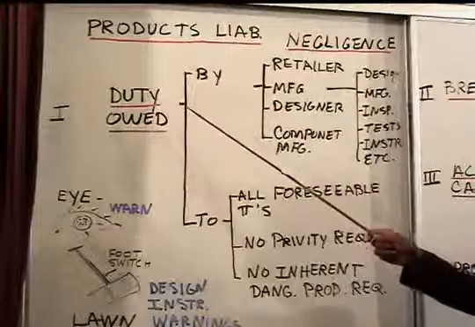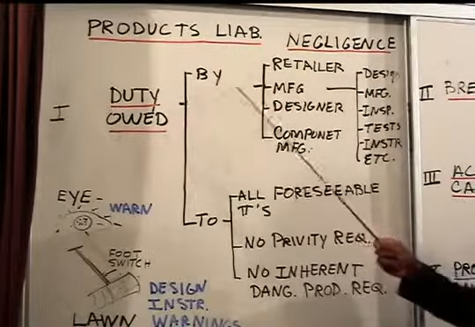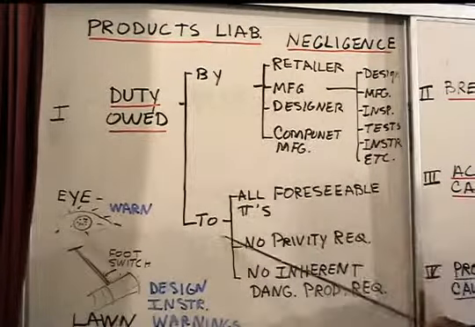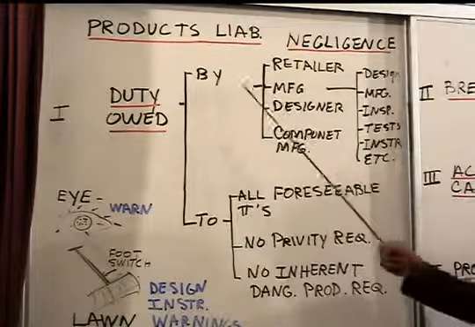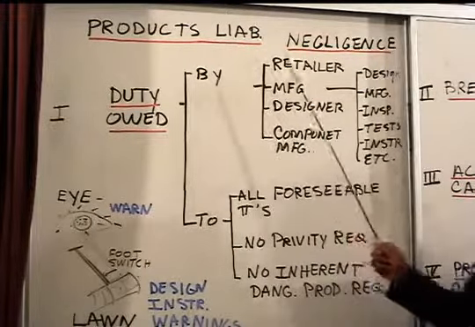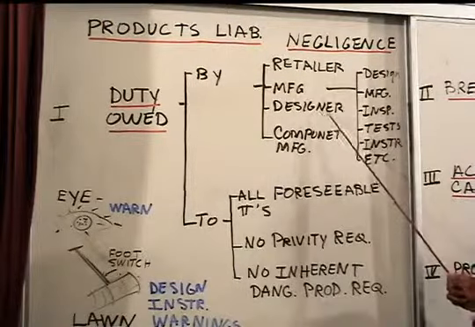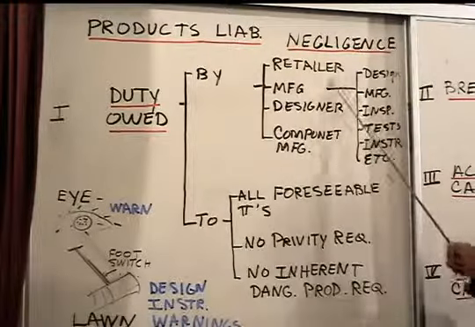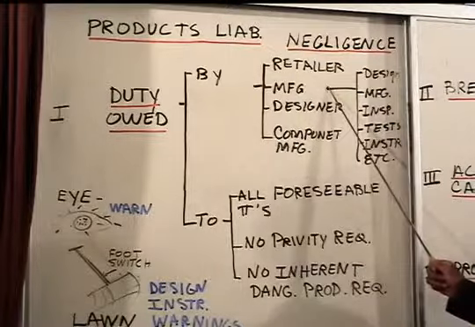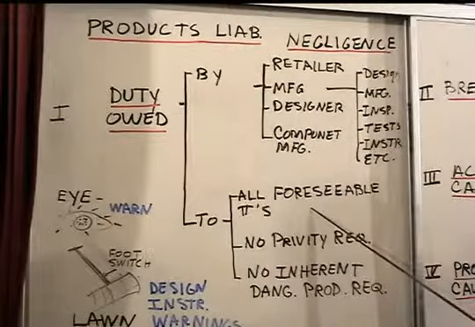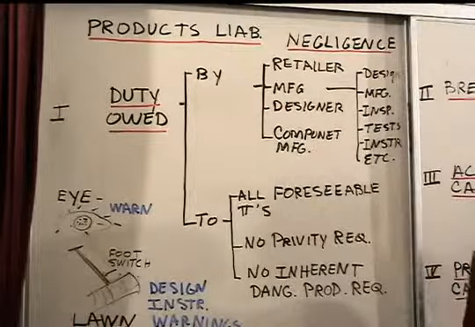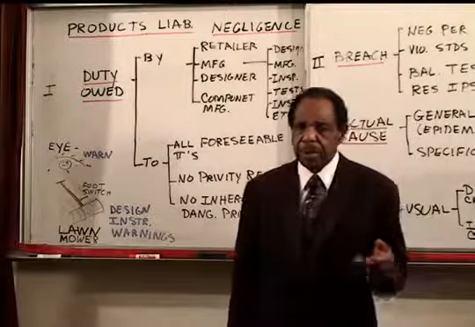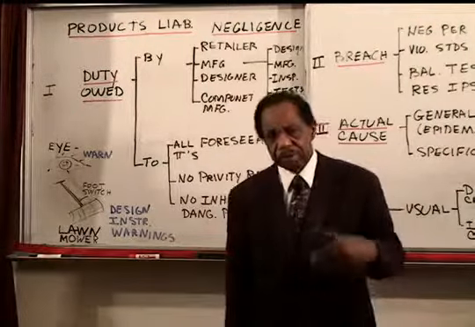First, the duty. The duty is owed by everybody in the commercial chain of distribution, and it's owed to all foreseeable plaintiffs. Now, the people in the commercial chain of distribution include people like the retailer, the manufacturer, the designer, who might be a separate person from the manufacturer, and the component manufacturers. All these people owe a duty of due care to all foreseeable plaintiffs. But each of these people is involved in a slightly different kind of activity. And so the way in which those people might breach the duty of due care is kind of unique to the activity they're involved in. See, that will come up on the exam.